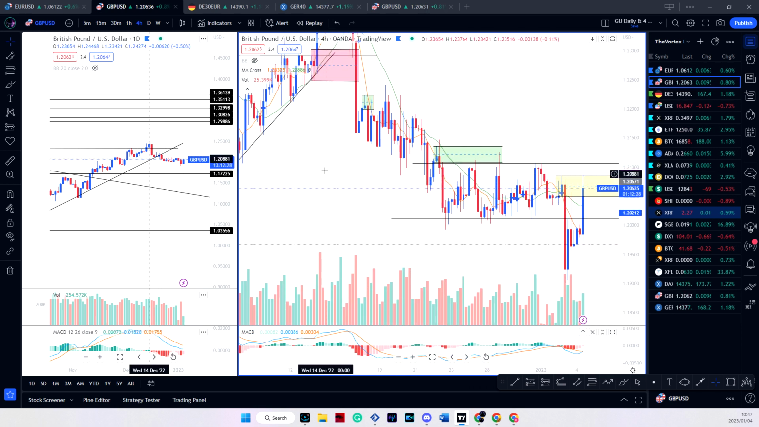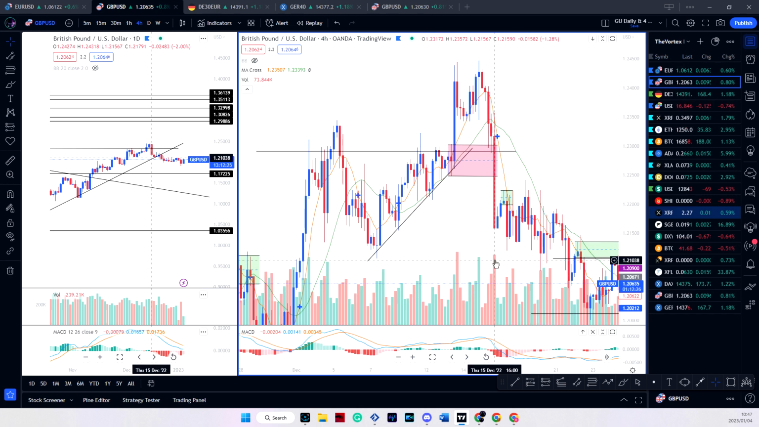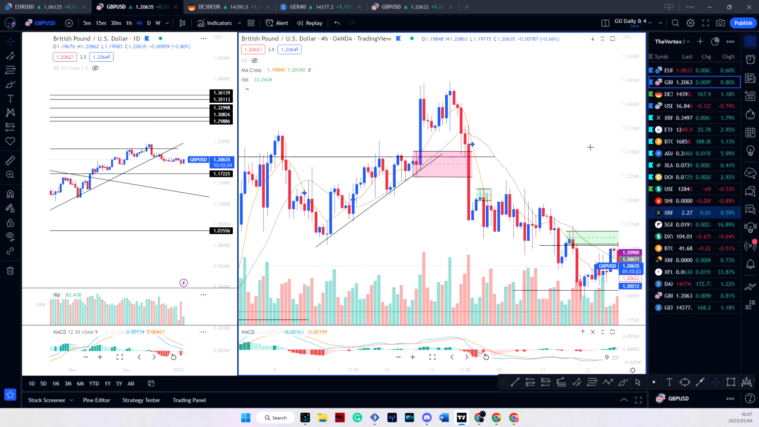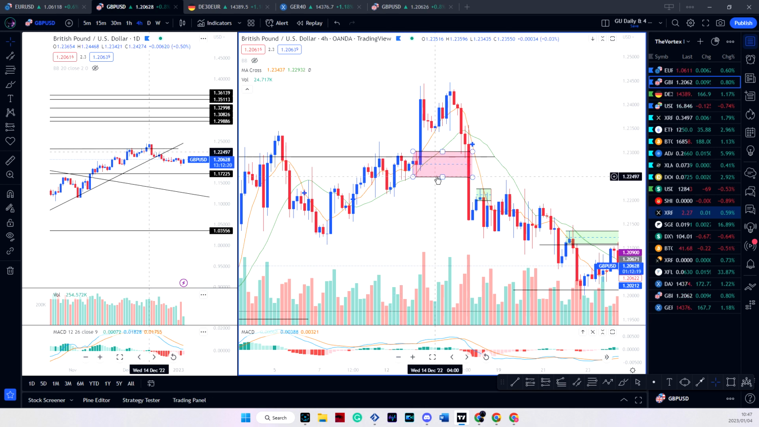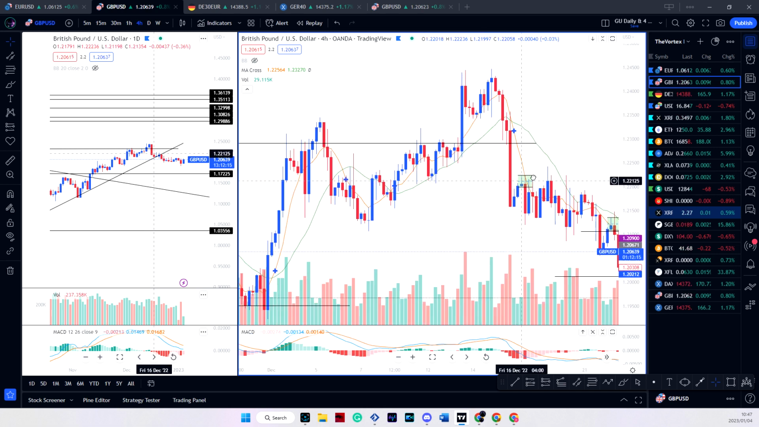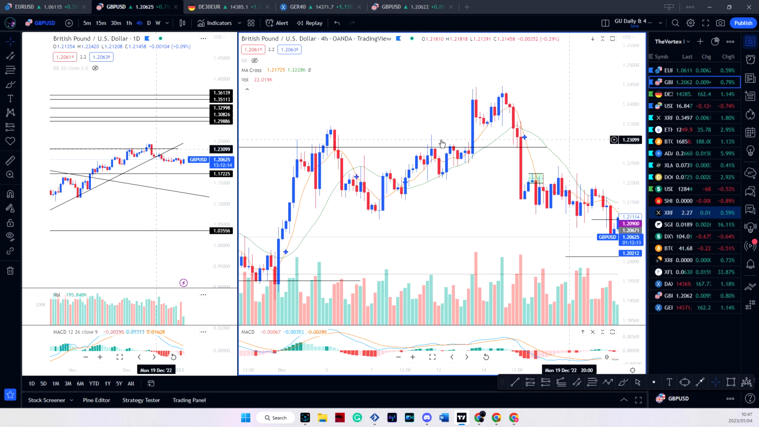Now, what is it that I look for? So, let's see if we can clean up this chart just a little bit. I'm going to delete this trend line. Let's delete this pink block for now. This was a losing position. Now, it is just as important for me to show you guys losing positions as it is to show you winning positions, because losing positions happen all the time.